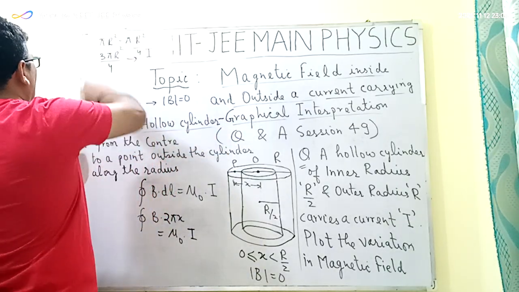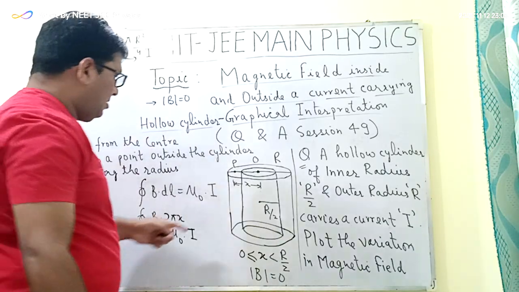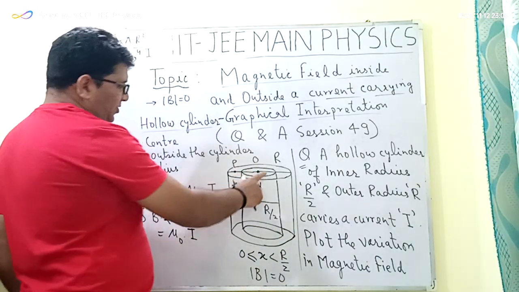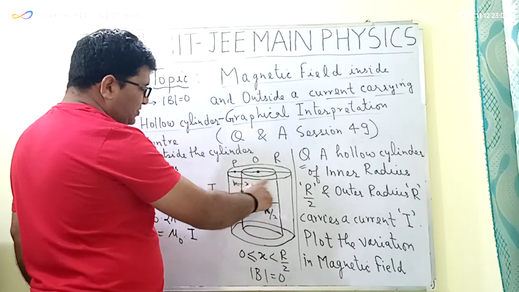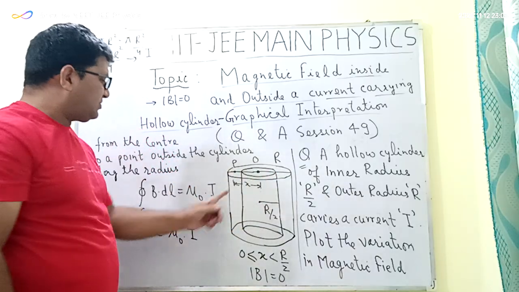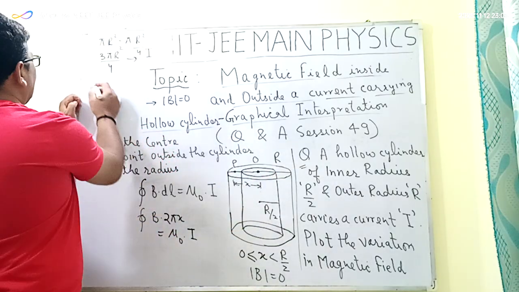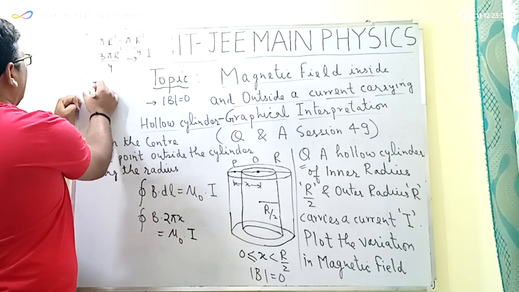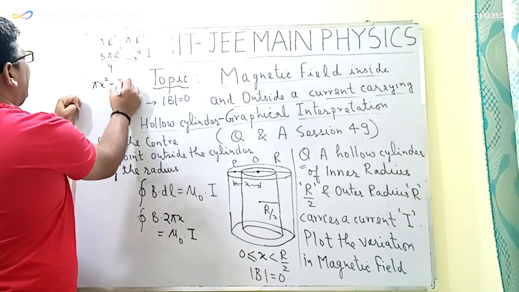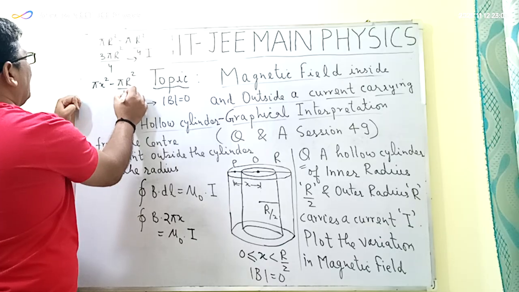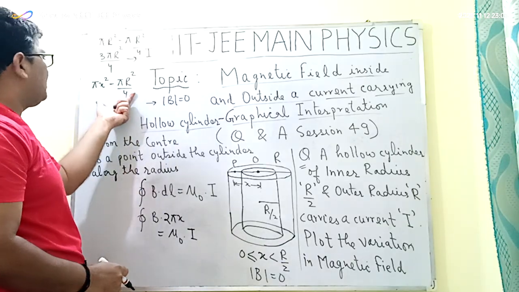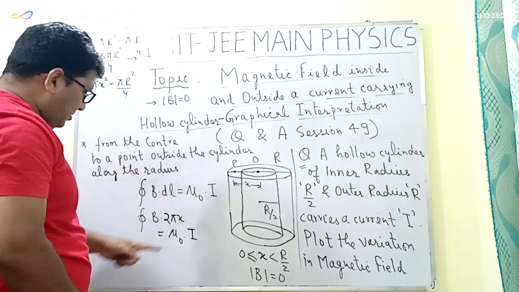So for this surface area, which is enclosing this point P at a distance x from the center, the cross-sectional area will be pi x square minus pi r square by 4. Now we have to find the total current which is passing through this cross-sectional area.